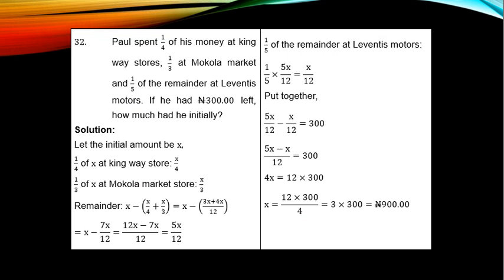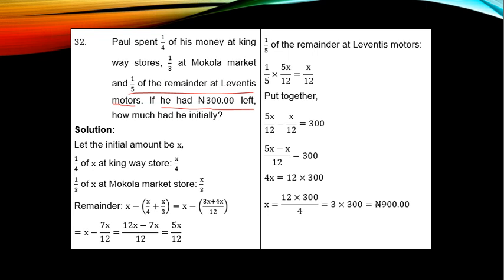Example 32. Okay. Paul spent 1/4 of his money at Kingway stores, 1/3 at Mukola market, and 1/5 of the remainder at Leventis motor. So we need to note this statement: 1/5 of the remainder at Leventis motor. If he had 300 naira left, how much had he initially?